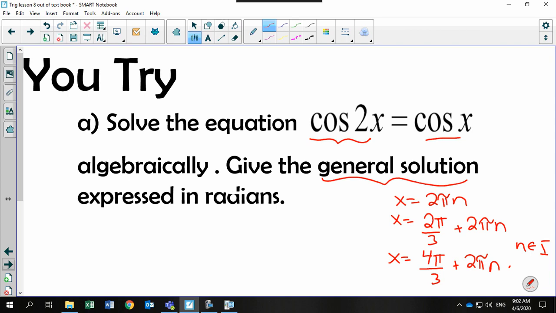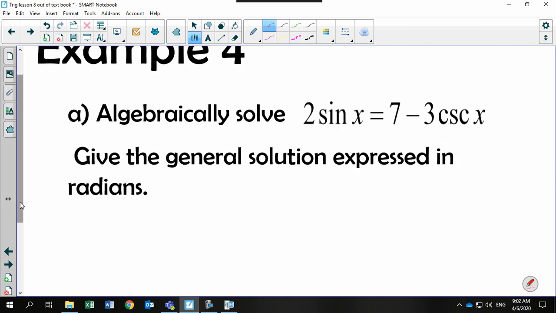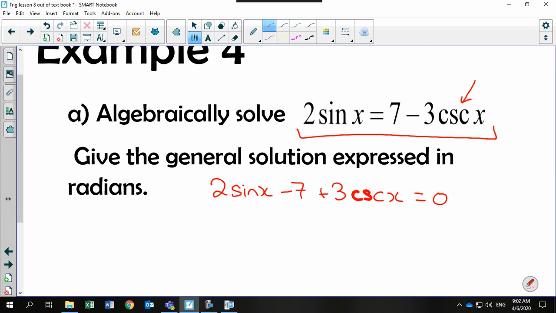Okay, there's one last example that I'll go through with you, and then we're done for trigonometry. This is your last example. Here we're going to just bring everything to one side, and then we're going to look at the fact that this one needs to be replaced with 1 over sine x. So we're going to get 2 sine x minus 7 plus 3 cosecant x is equal to 0.